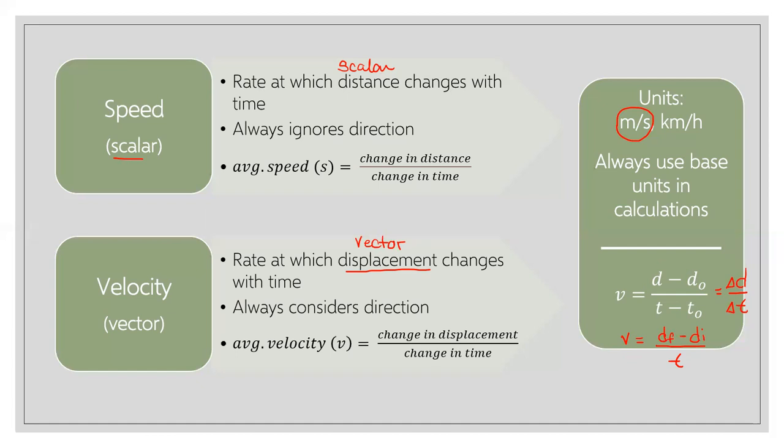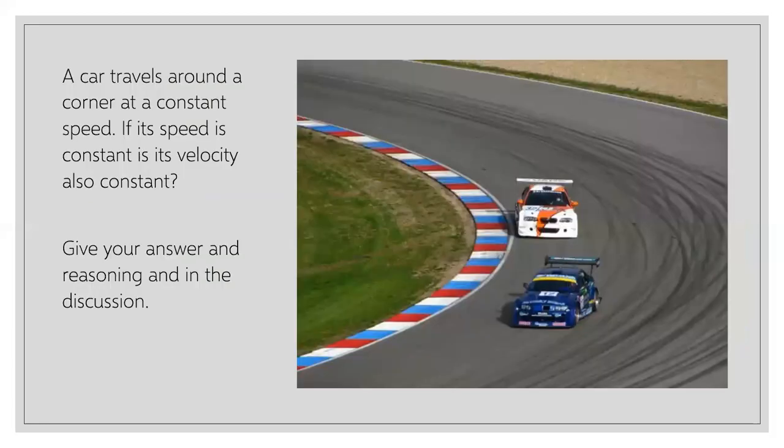All right, so speed is scalar, velocity is vector. We will definitely end up using velocity most. Your question context will help you know whether you have to consider direction or not.